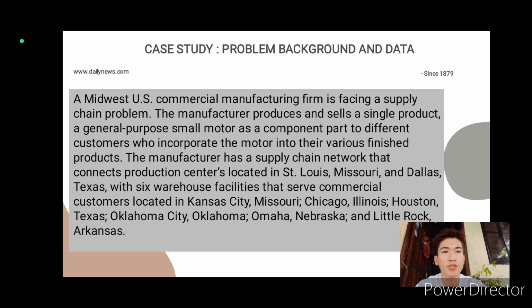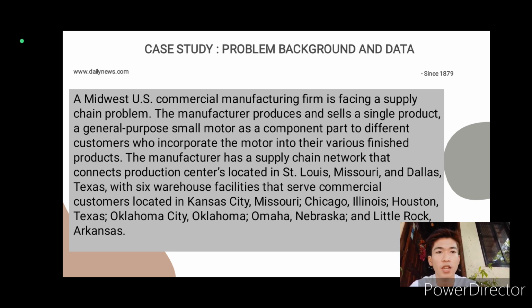A Midwest U.S. commercial manufacturing firm is facing a supply chain problem. The manufacturer produces and sells a single product, a general purpose small motor, as a component part to different customers who incorporate the motor into their various finished products. The manufacturer has a supply chain network that connects production centers located in St. Louis, Missouri, and Dallas, Texas, with 6 warehouse facilities and serves commercial customers located in Kansas City, Missouri, Chicago, Illinois, Houston, Texas, Oklahoma City, Oklahoma, Omaha, Nebraska, and Little Rock, Arkansas.